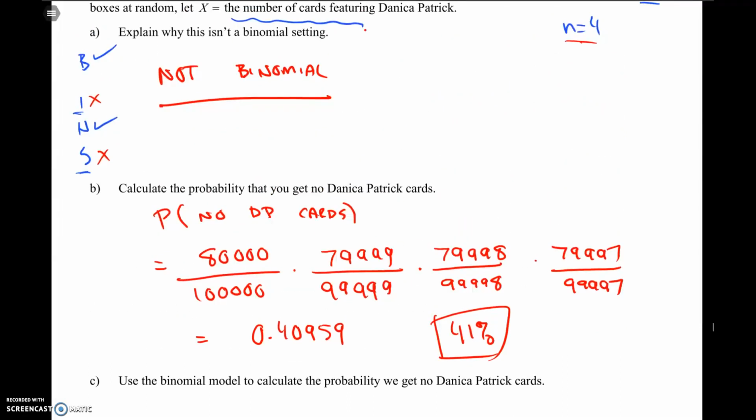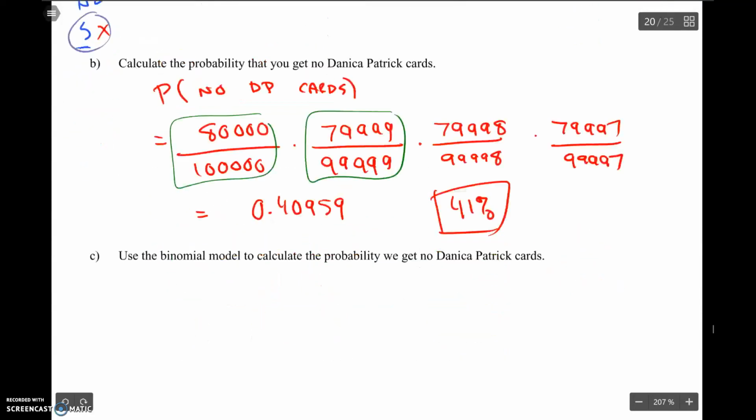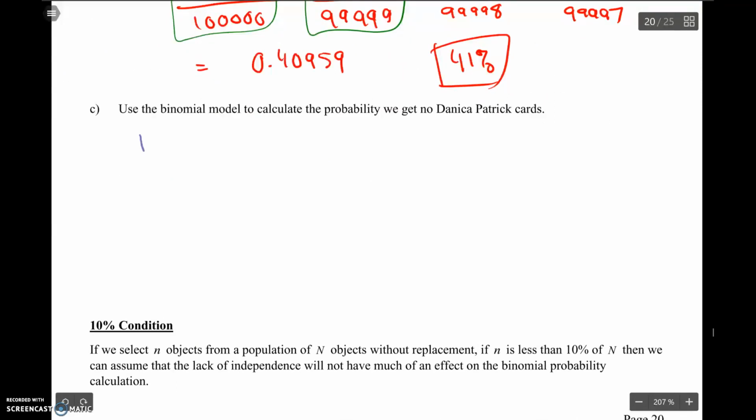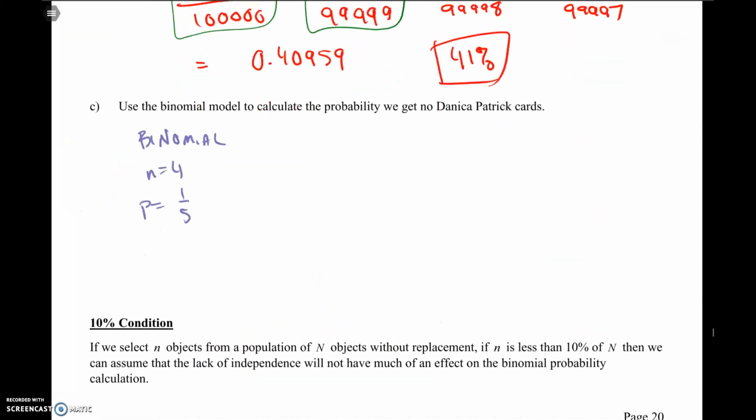Okay, so let's just pretend. After all, as you can see, yes, the probability changes after each trial, but it doesn't change that much. We've got a lot of cards and it's a pretty minute change. What if we were to assume that even though there isn't independence, let's just pretend that there was and use the binomial formula. So if we assume it's binomial, again, which it's not, and we select 4 cards, and the probability of success is 1 out of 5, since 20,000 out of 100,000 is 1/5, and we want the probability that we get no Danica Patrick cards.